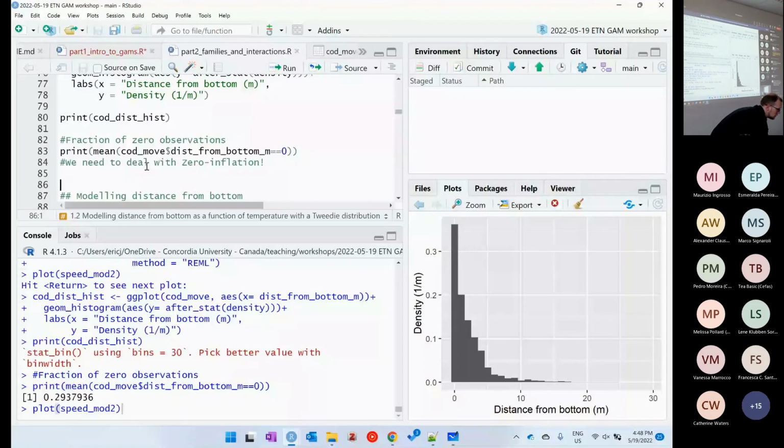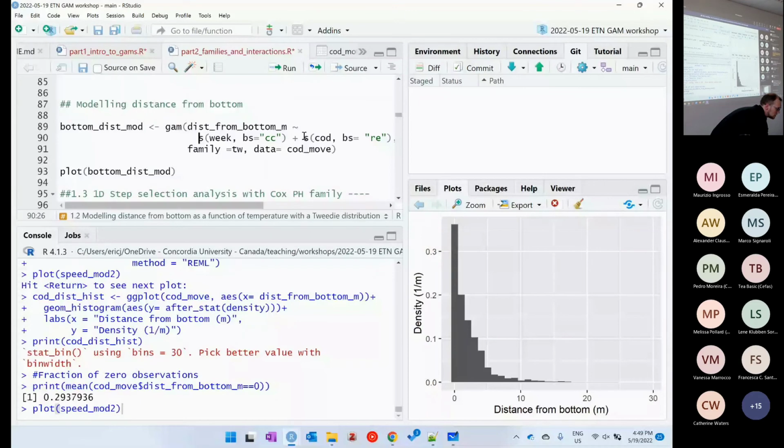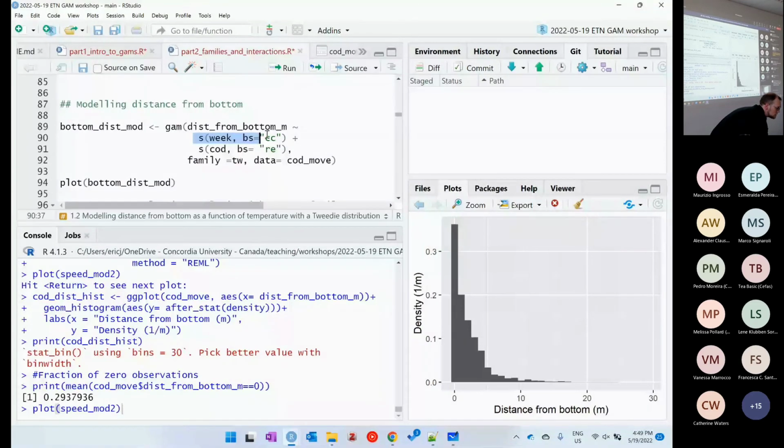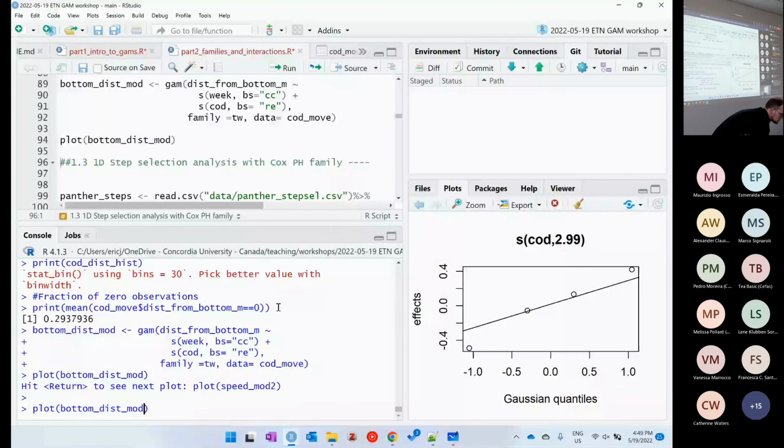So what we can do is model this with a Tweedie family. Rather than modeling as a function of time, I'm going to look for a term of weekly variation. And then this is just the individual cod. This is a random effect to see if the mean distance from bottom varies among these cod. I'm going to do this as age equals 1, because it's annoying to look at.